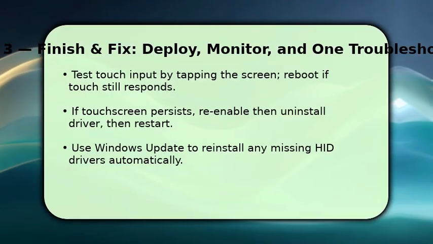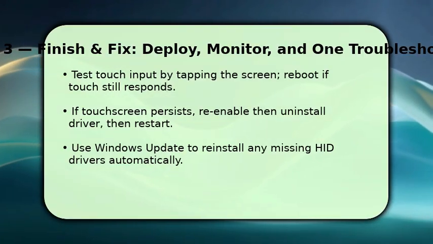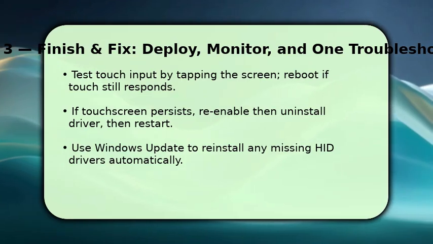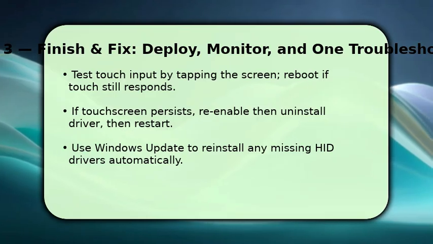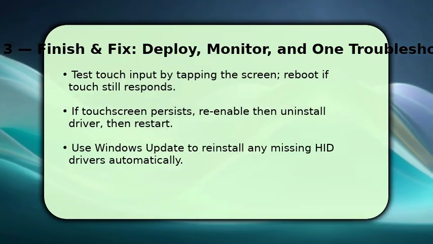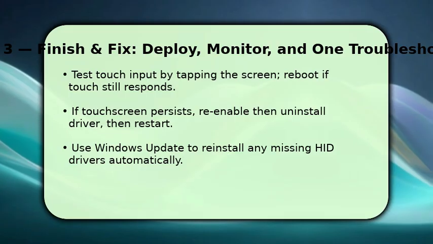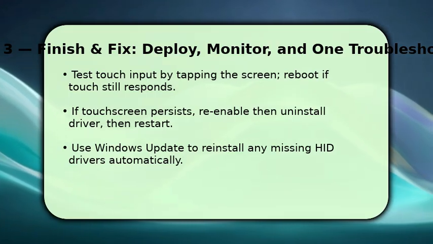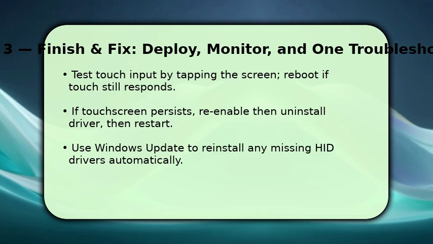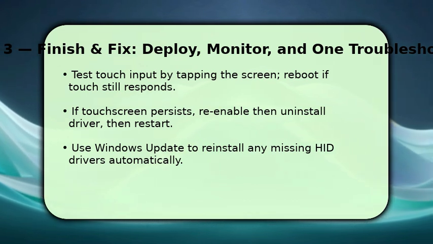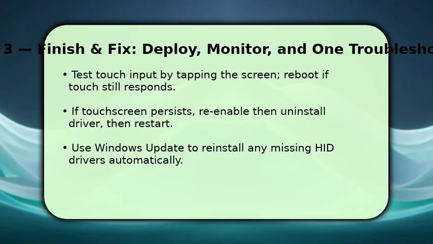If reboot fails, re-enable the device, right-click and uninstall the HID-compliant touchscreen driver, then restart to force Windows to redetect. Afterward, disable it again. One troubleshooting tip: if Device Manager doesn't show the entry, enable Hidden Devices View and check for duplicate HID items. Then proceed carefully to avoid disabling essential peripherals.